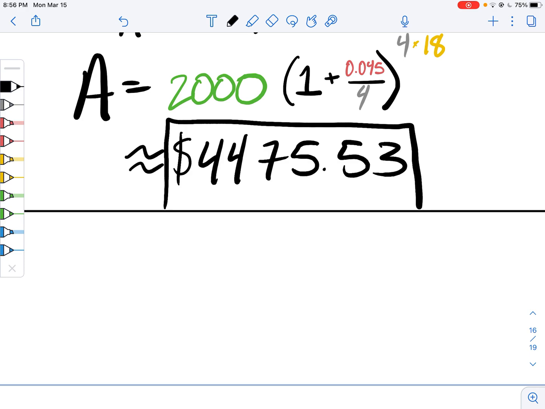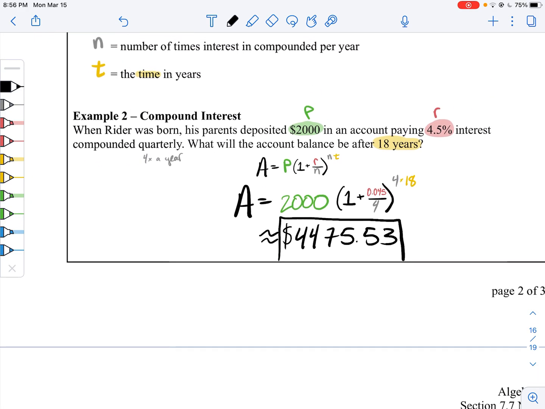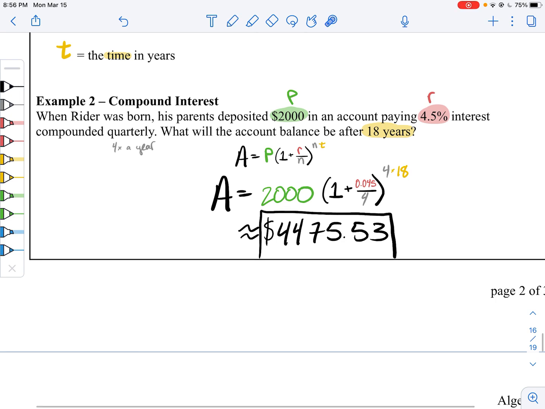So let's zoom out and look at what that means. When Ryder was born, his parents deposited $2,000 and they didn't touch it for 18 years. It's not like Ryder went out and earned more money, but no, it more than doubled just sitting in an account for 18 years. Guys, invest your money right now.